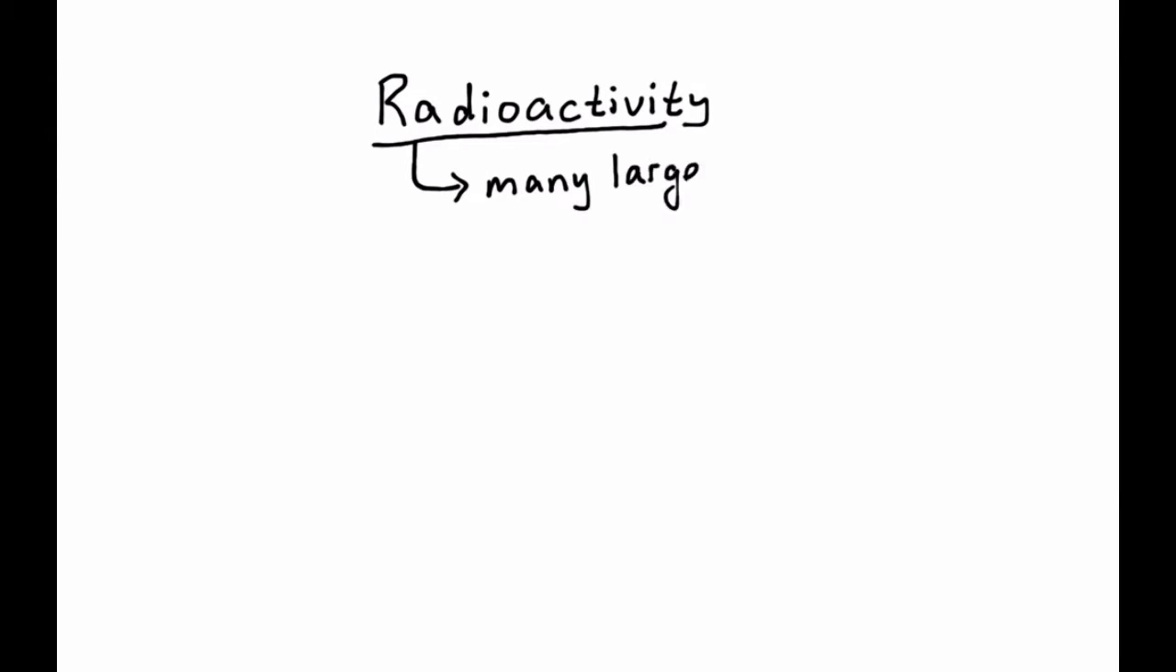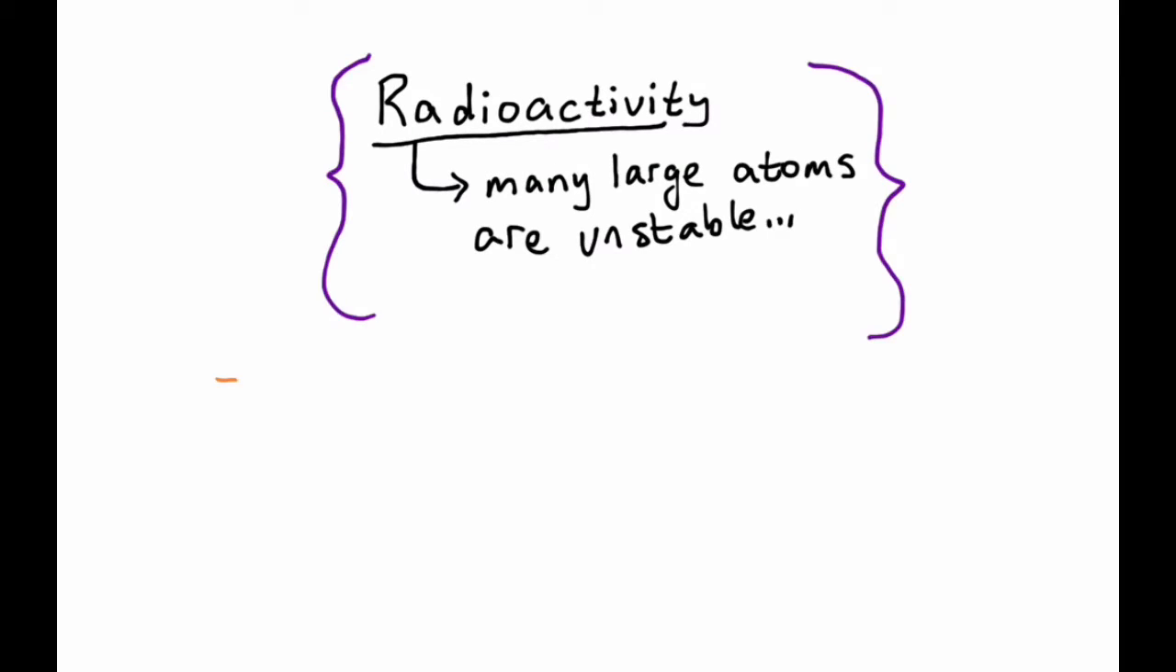So radioactivity occurs when many large atoms have unstable nuclei. The word nuclei is plural for nucleus. So one atom could have an unstable nucleus, and many atoms could have unstable nuclei. All right, so when an atom is unstable, what atoms will do is try to stabilize.